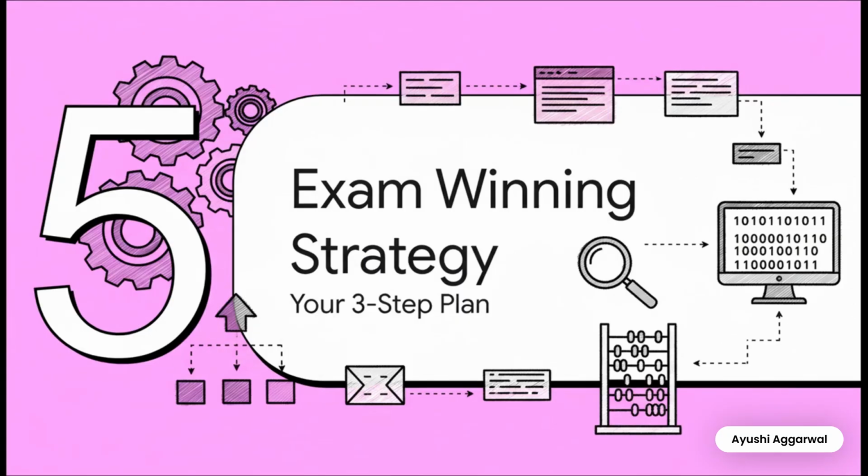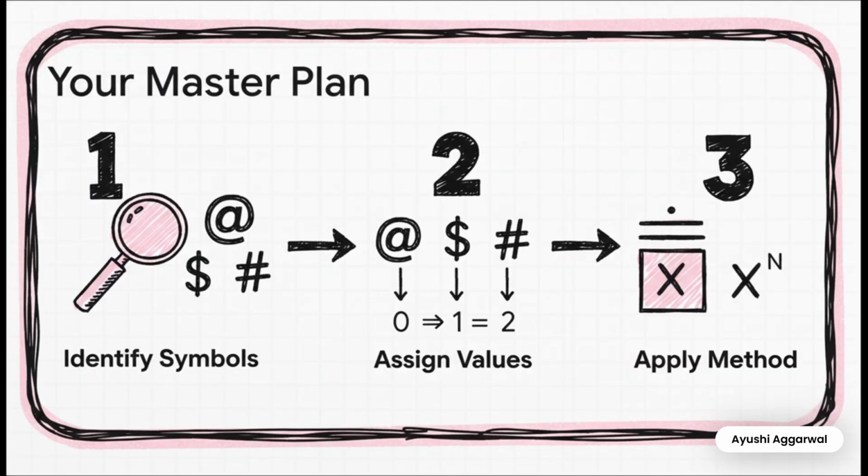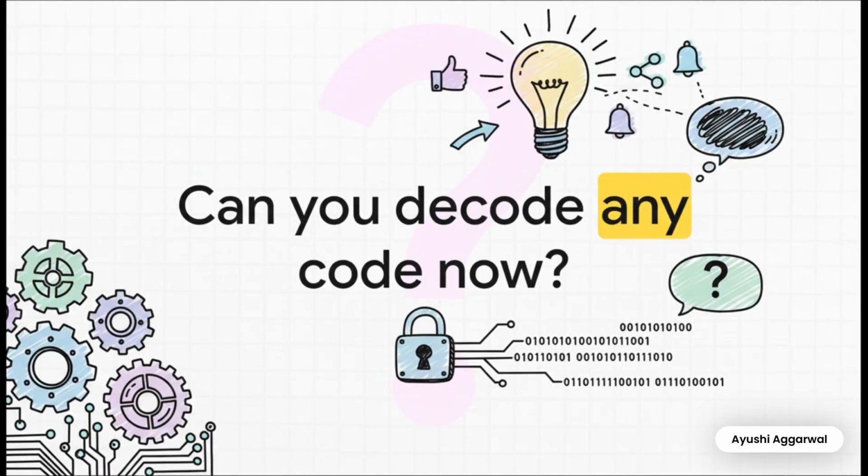So, let's take everything we've learned and pack it into a simple exam-winning strategy. This is your 3-step master plan for any code they can possibly throw at you. Step 1, identify the symbols. How many are there? If there are 2, it's base 2. If there are 3, it's base 3. Simple. Step 2, assign the values, always starting from 0. So 0, 1, 2, and so on. And finally, step 3, apply the division or the powers method using the correct base number. That's your master plan. So now, whether the code is binary or ternary, I'm absolutely sure you can crack it. The key is just to identify the base.